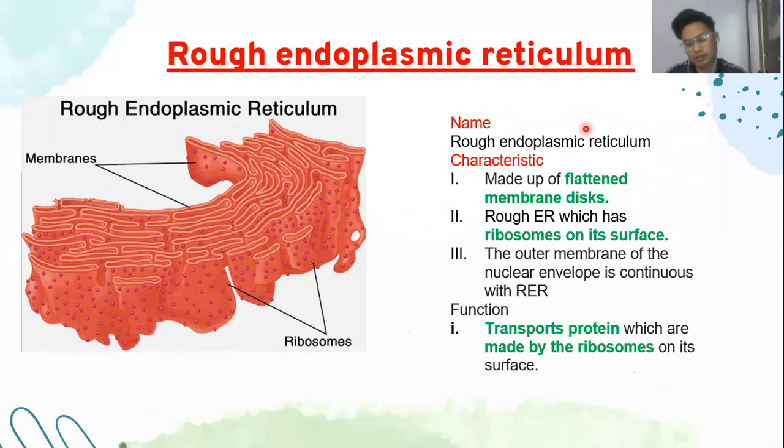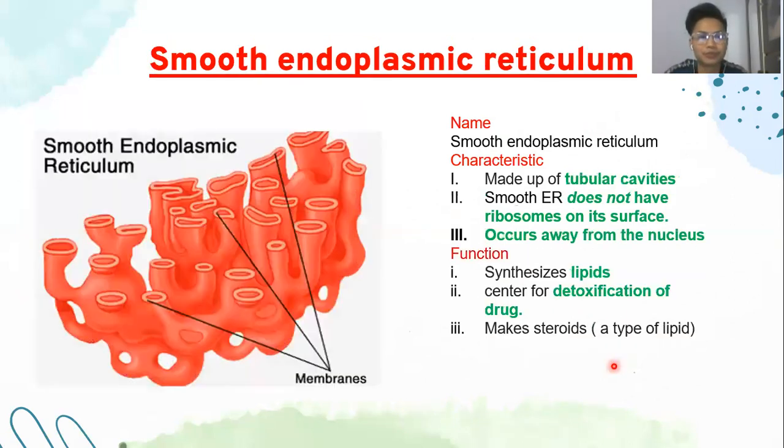So first, about the rough endoplasmic reticulum, the characteristic is that it is made up of flattened membrane discs. Next, rough ER has ribosomes on its surface. As you can see, the dots here are ribosomes attached to the structure. And the outer membrane of the nuclear envelope is continuous with RER. So the function is to transport proteins which are made by the ribosomes on its surface.